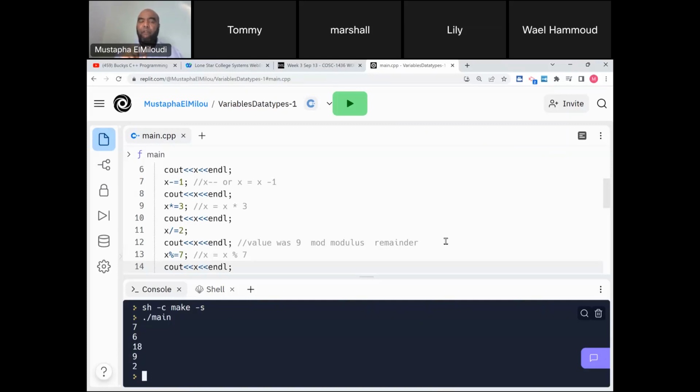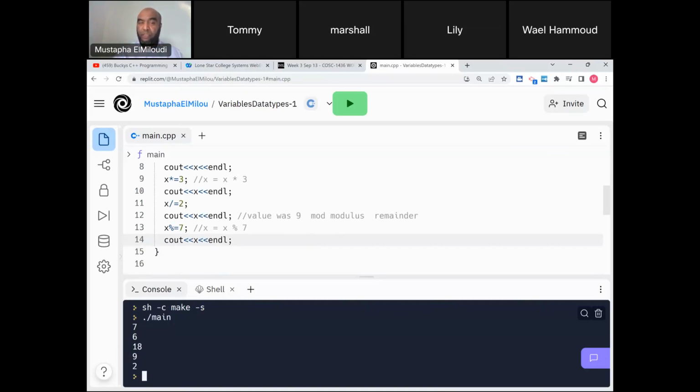Okay, be careful, make sure that you master this, because many students get confused when it comes to the remainder. For some reason, they're not used to it. Even in math, we don't talk about it a lot.